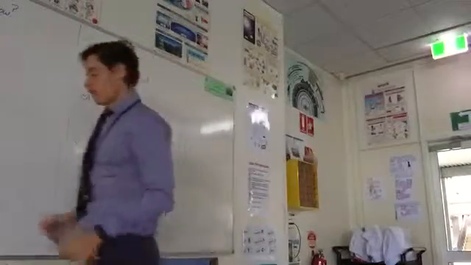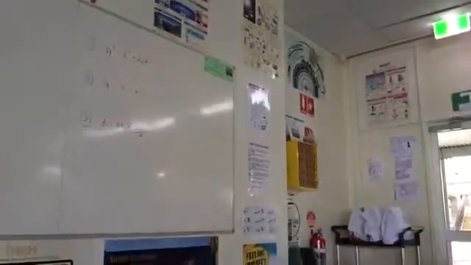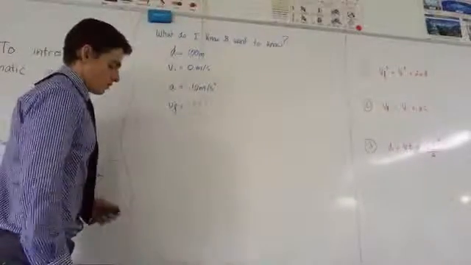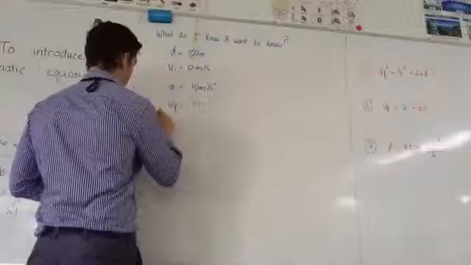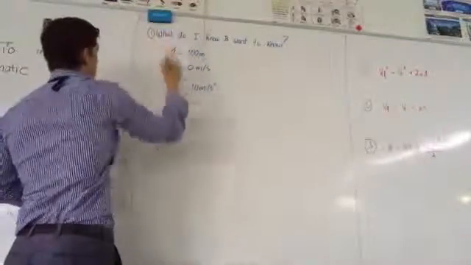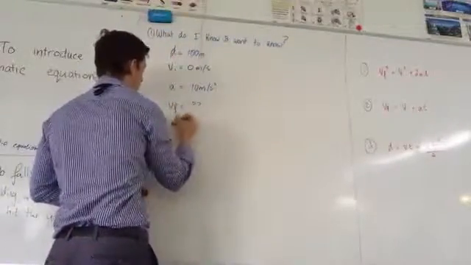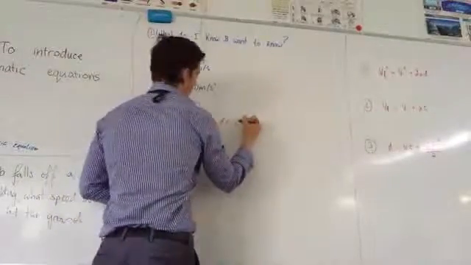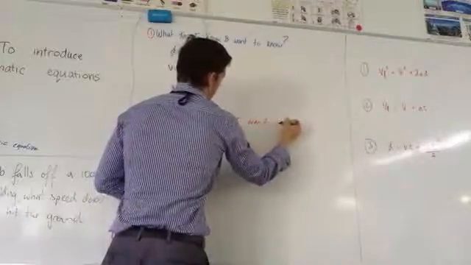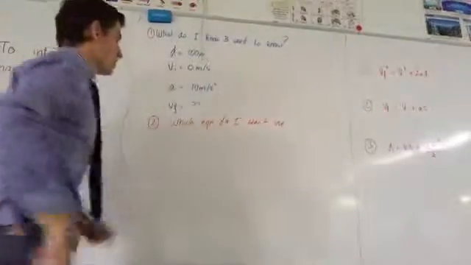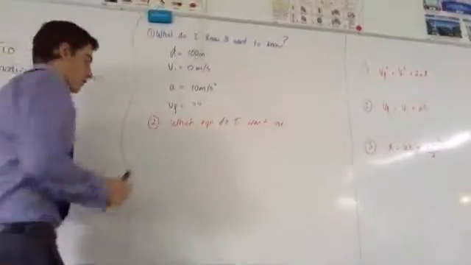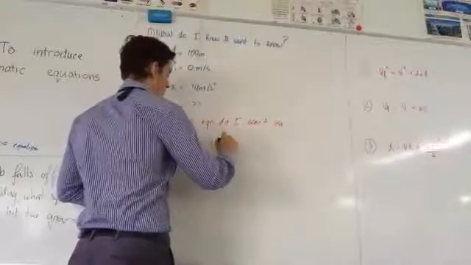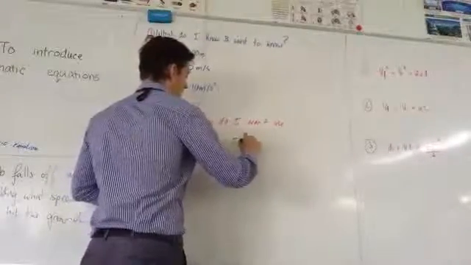So my next step: 1, what do I know, what do I want to know? 2, which equation do I want to use? And it's 1. What's equation 1? VF squared equals VI squared plus 2AD.